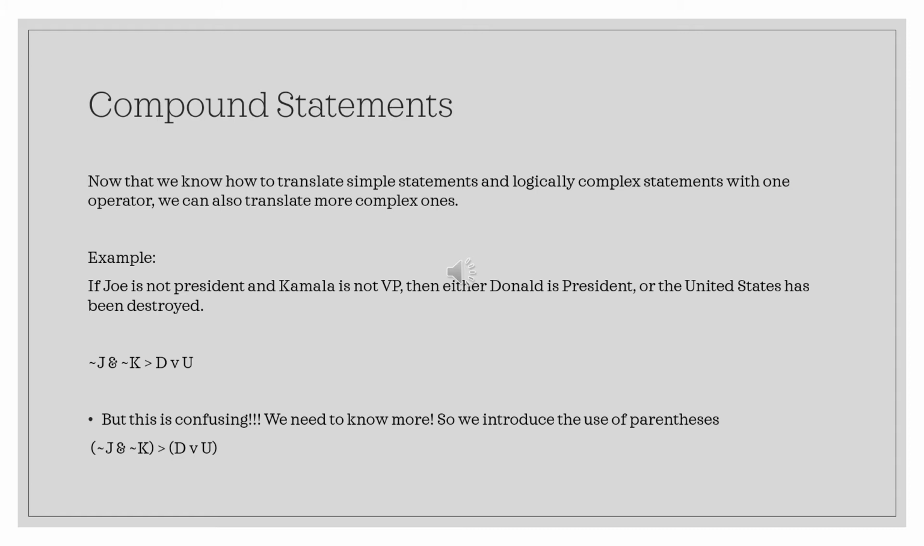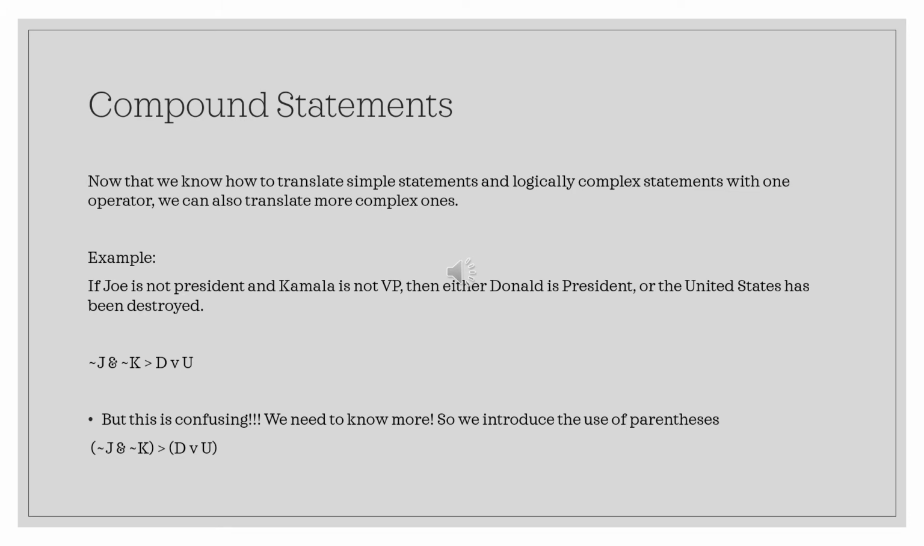Now, in the example sentence, the main connective is the conditional, right? Because ultimately the whole sentence is a conditional form. It says, if Joe isn't president and Kamala isn't president, then either Donald Trump is president or the United States has been destroyed. That's pretty obvious from the context of the sentence, the way that the sentence itself is set up, but it's not obvious when it comes to the symbolization.